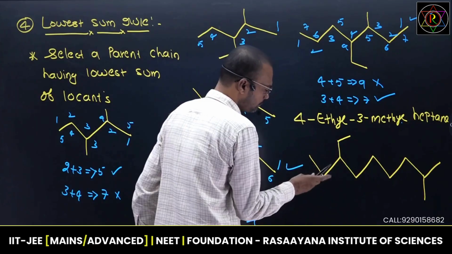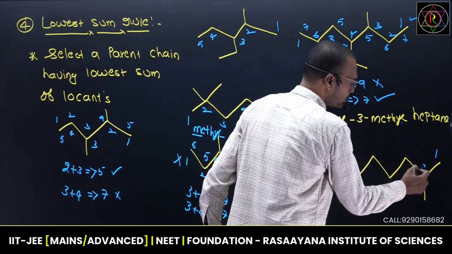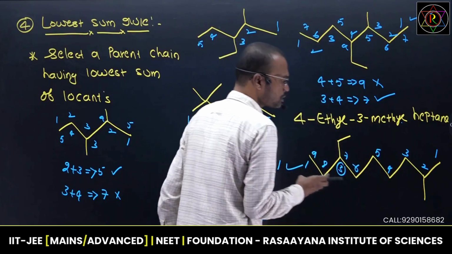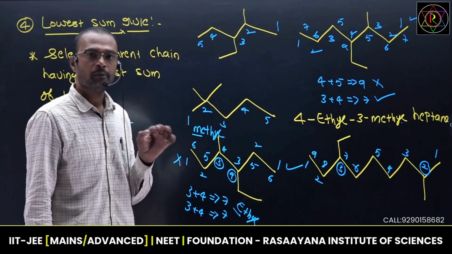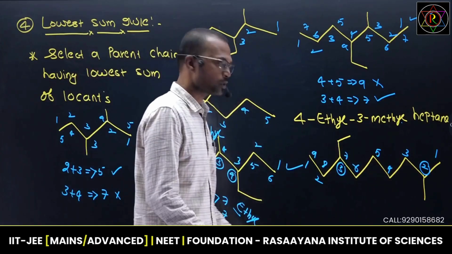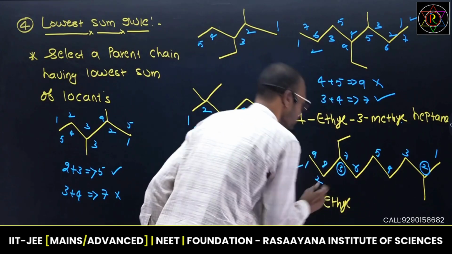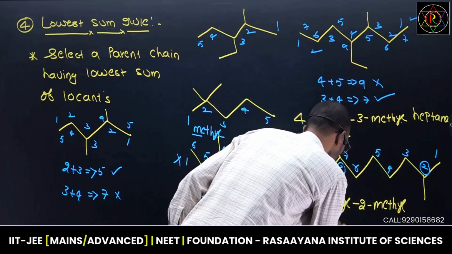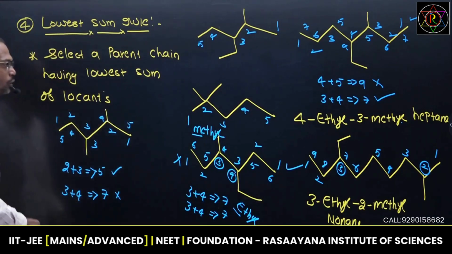If I select from this side, 1, 2, 3, the substitution carries number 3. If I select from this side, 1, 2, 3, 4, 5, 6, 7, 8 and this is 9, 9 carbons are present, and the substitution carries number 2. So always give high priority to that direction of the parent chain where the substitution carries the lowest number. The lowest number is 2. So I can say directly this is 3-ethyl. First alphabetical order, 3-ethyl, then 2-methyl. Total number of carbons is 9, so I can say nonane. That is the answer. So that is called the lowest sum rule.